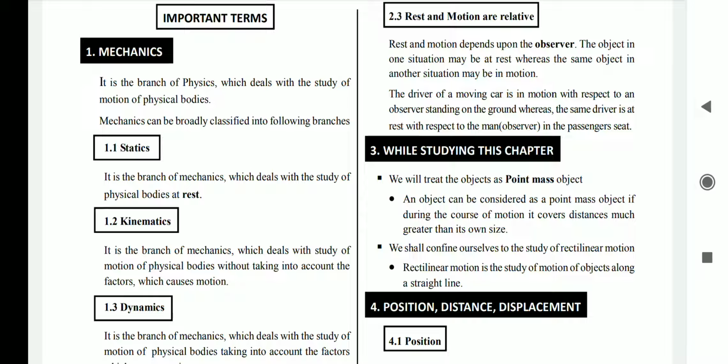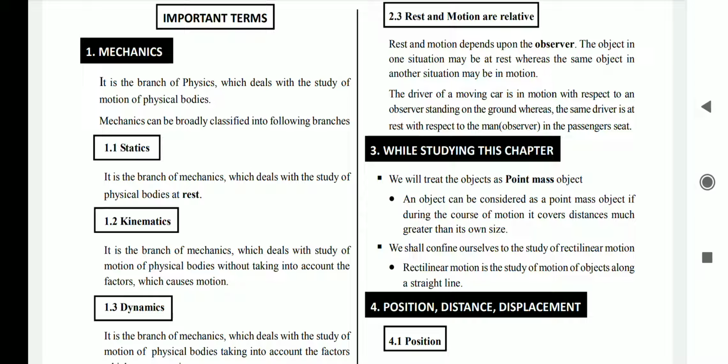Now let us look at the next topic, that is rest and motion are relative. Before coming to this topic, let's recapitulate the terms rest and motion that you have previously studied in your 9th standard. Now what is rest? Rest means when the object is not changing its position with respect to the surroundings. And motion means when the object is changing its position with respect to the surroundings.